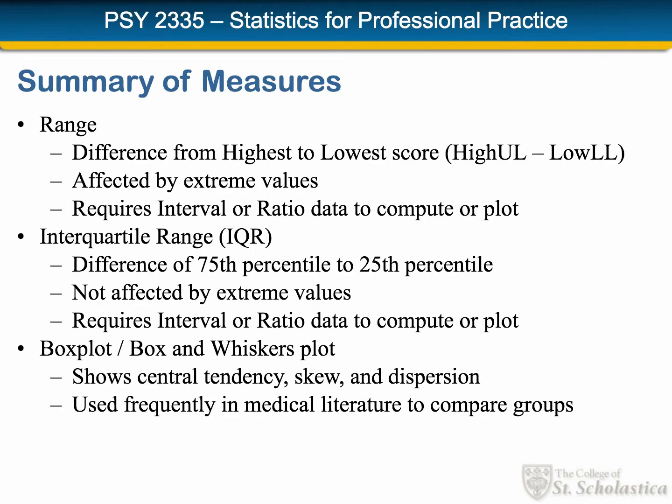In summary, our general measures for dispersion that only take into account a few data points include the range, or the difference from the highest to the lowest score, which will be affected by extreme values and can be computed with interval or ratio data. We also had the interquartile range, which is the difference between the 75th and 25th percentile. It's not so affected by extreme values. It also requires interval or ratio data to be computed.